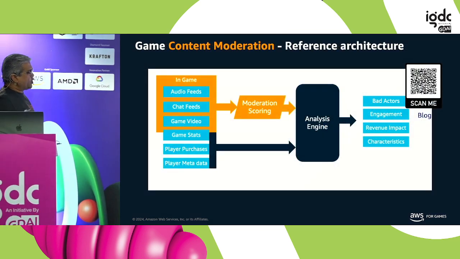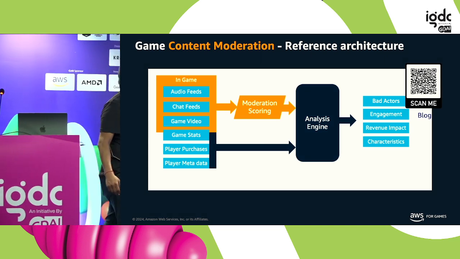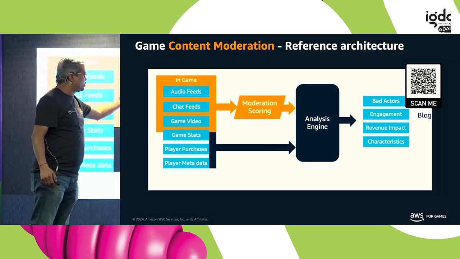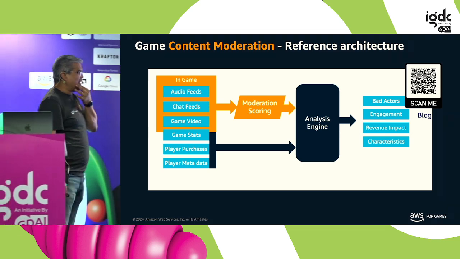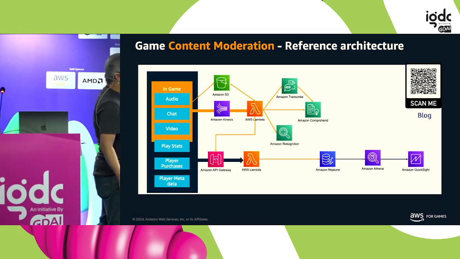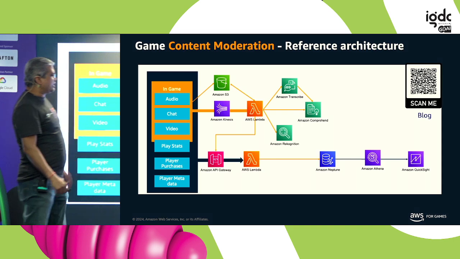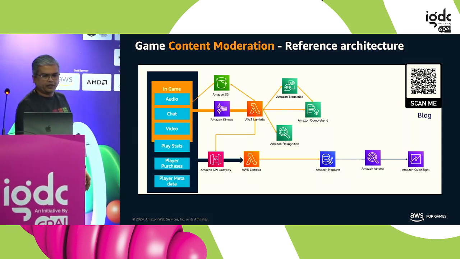Another content moderation reference architecture takes in-game data like this, performs a moderation, applies a score to it, and uses an analysis engine to help identify or flag certain things. And this is the architecture for that. So the same things here. This is where you have the analysis being done, and then you have QuickSight to visualize what's happening.